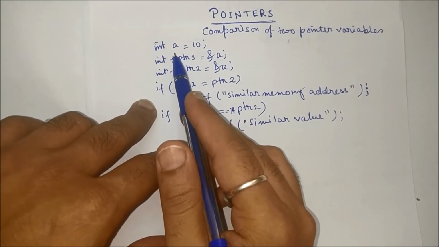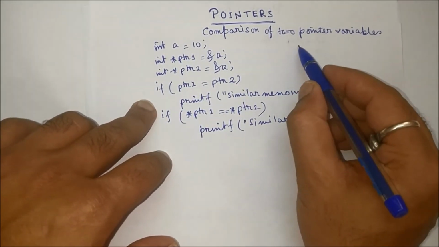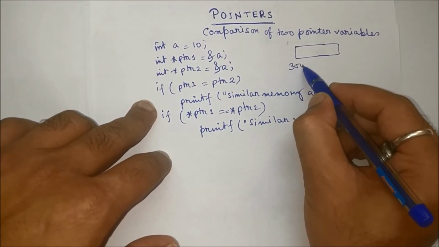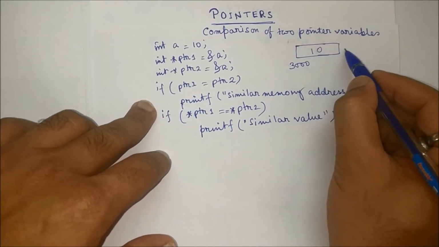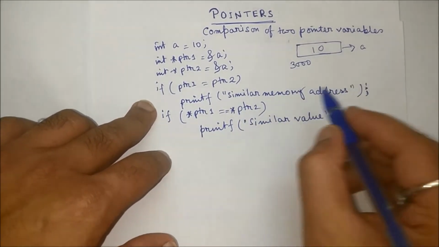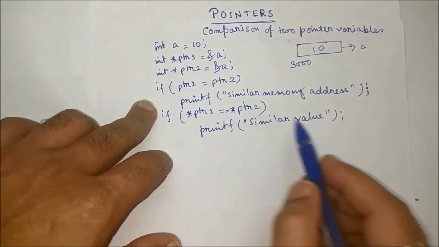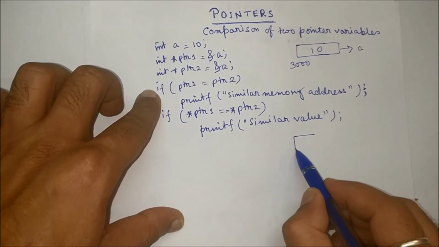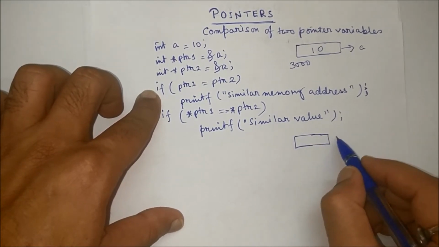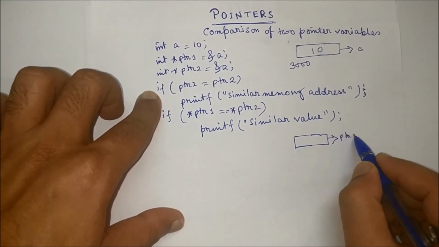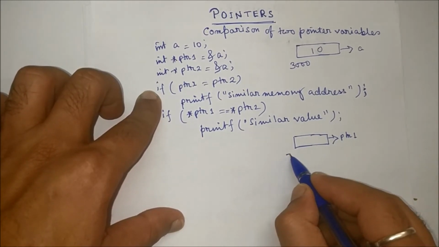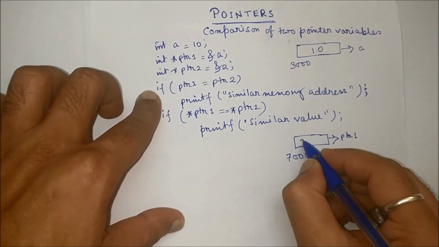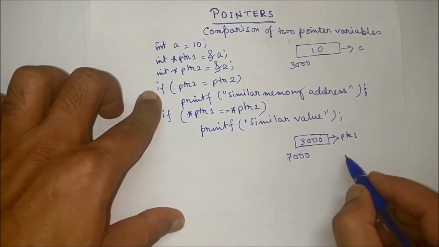Here we have defined an integer variable. Suppose this is the memory representation of the integer variable at location 3000. We are storing 10 here and the location name is A. This is the first statement. In the second statement, we are declaring a pointer variable, ptr1. Suppose this location in the memory is 7000. What value is getting stored here? 3000, the value of the address of A.